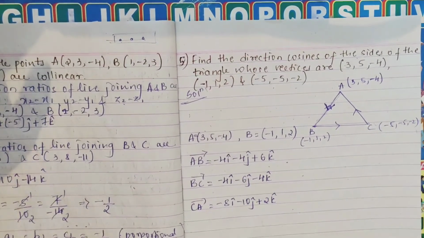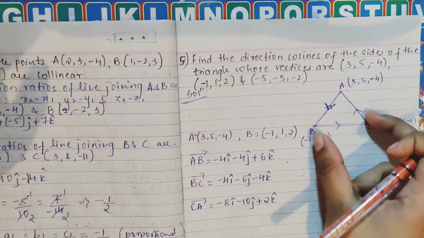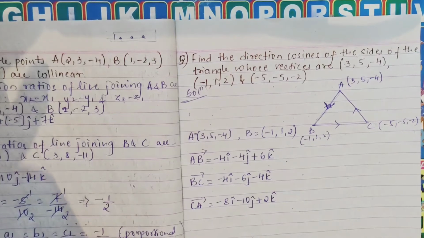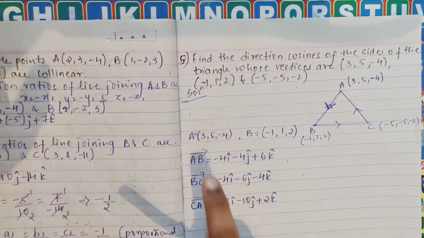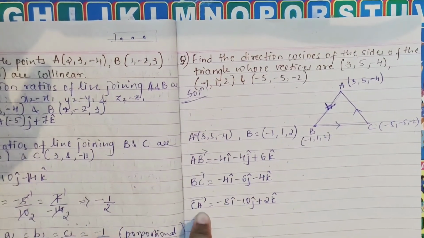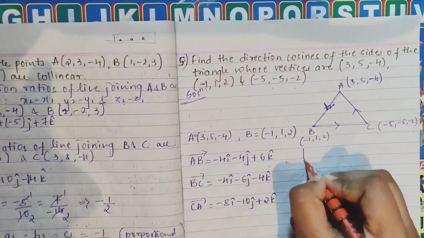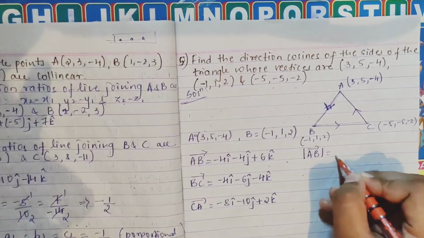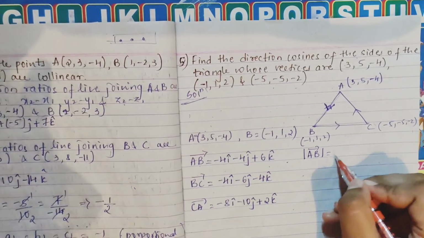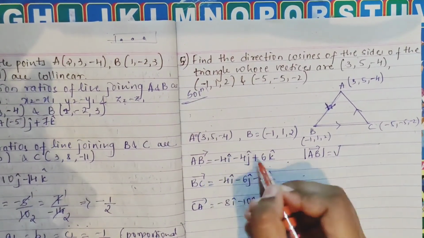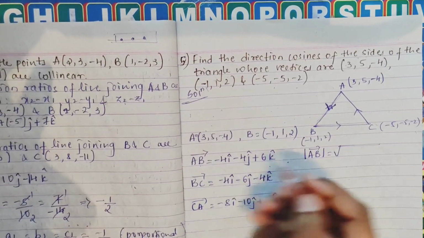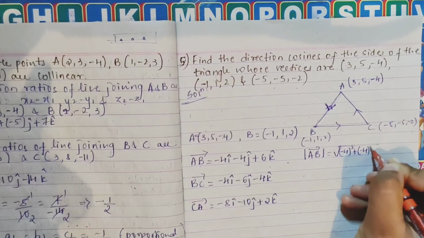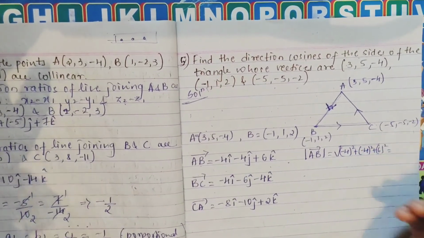To find the direction cosines of the sides of a triangle, you need the unit vector. And how is the unit vector given? AB cap, BC cap, CA cap. For that you need the magnitude, and magnitude is given by the modulus, the square root of the sum of squares. Square root of minus 4 square plus minus 4 square plus 6 square.